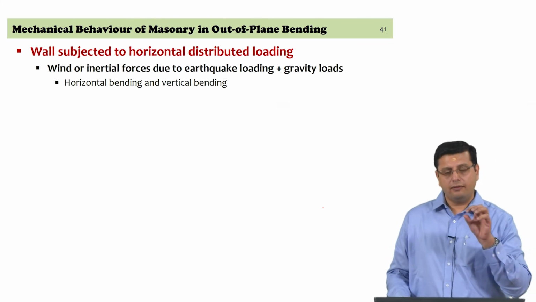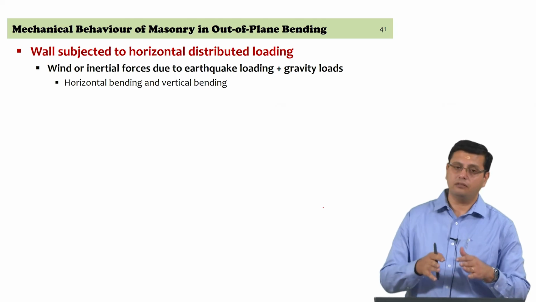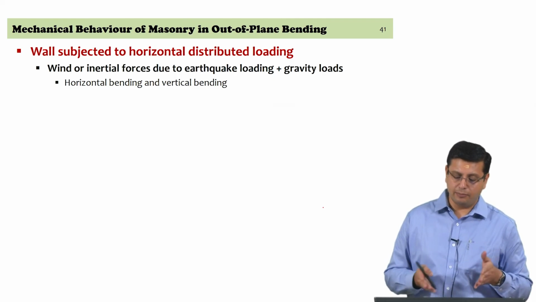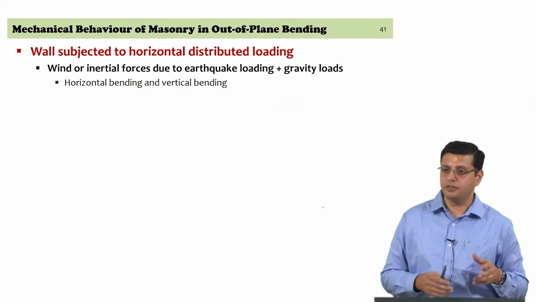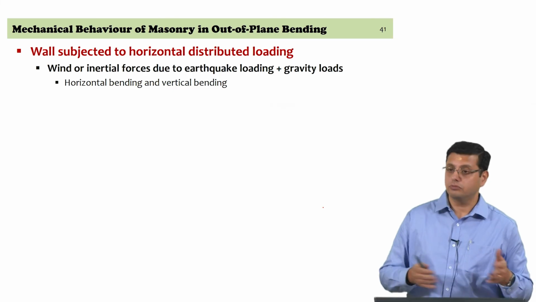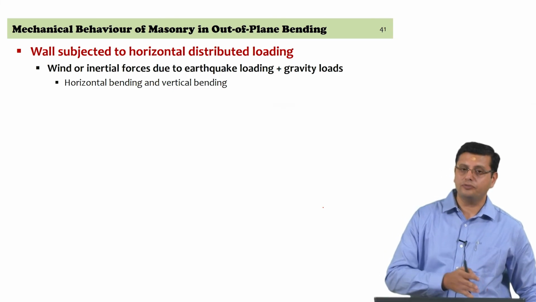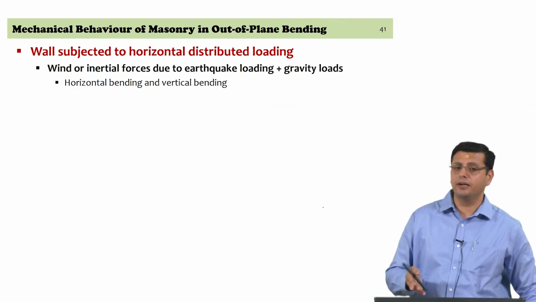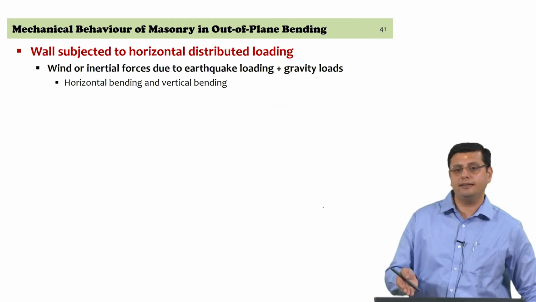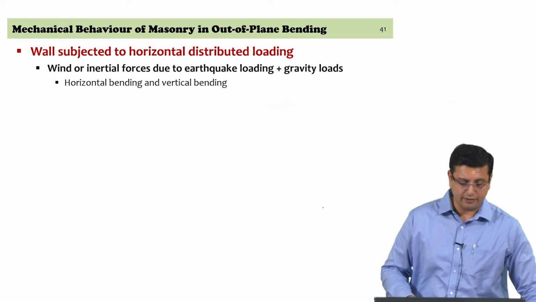So, before we examine the analysis approaches to consider different situations, it is useful to recollect that we talked of horizontal bending and vertical bending, and you have situations where you have a combination of horizontal bending and vertical bending. We refer to that as diagonal bending, and that is again a case that we will examine.